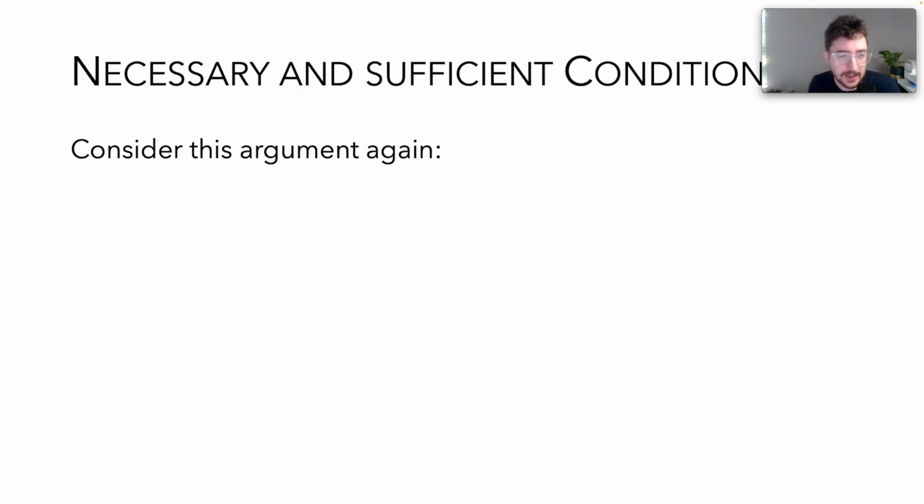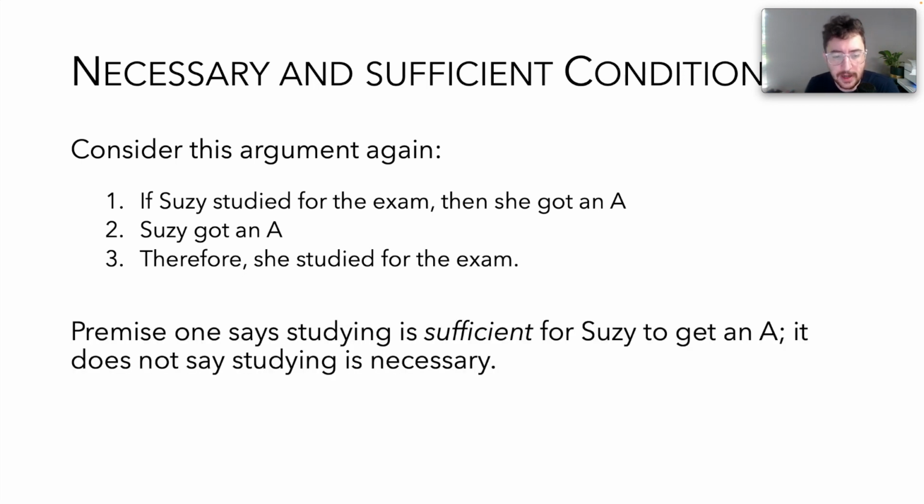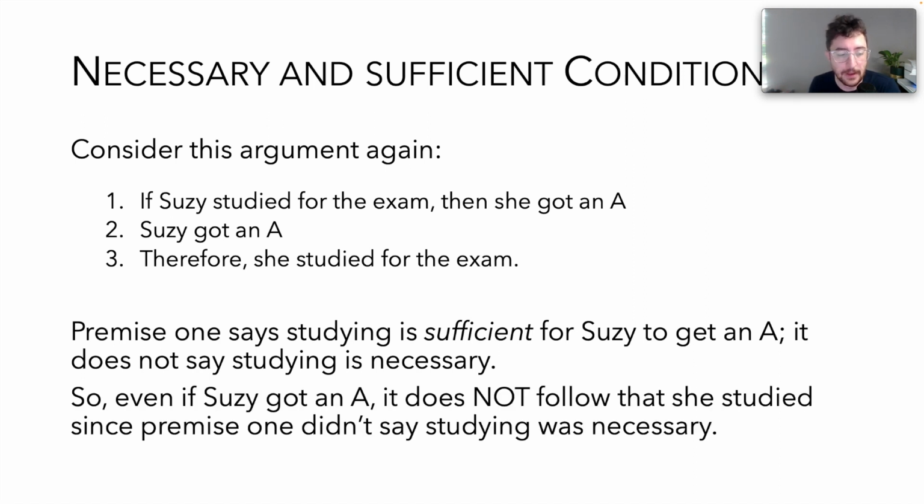So let's consider this argument again. If Susie studied for the exam, then she got an A. Susie got an A, therefore she studied for the exam. Now notice that premise 1 says that studying is sufficient to get an A. It says if A, then B. It doesn't say that studying is necessary for her getting an A. And that's why even if Susie got an A, it doesn't follow that she studied, because premise 1 didn't say she needed to study. It just said that's one way for her to get an A. It left open the possibility that she could get an A by cheating or by just knowing the material without studying. That's why this argument is invalid.